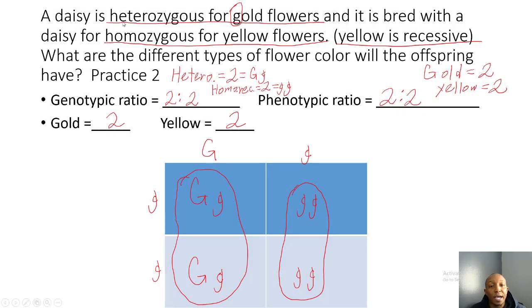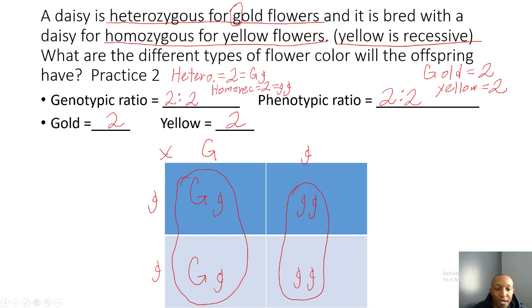So you should have underlined heterozygous for gold flowers, homozygous for yellow flowers, and then yellow is recessive. Since yellow is recessive, that means that the gold trait is going to be dominant. So I circled that G. So I have heterozygous for gold flowers, a capital G, lowercase g, and then homozygous for yellow flowers, I have 2 lowercase g's going across the side. And we're going to go ahead and cross those.